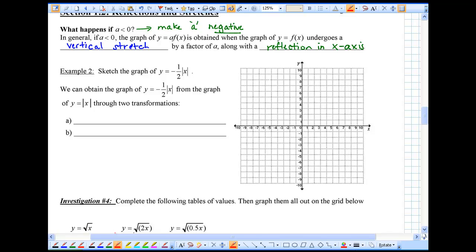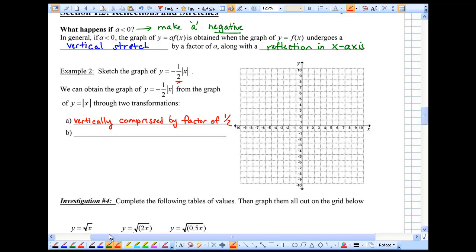Okay, I see that 1/2 factor. So if you're talking about a vertical stretch, you are correct. Which way am I stretching though? Am I expanding or am I compressing? It's less than 1, so vertically compress by a factor of 1/2. So all of the y values get squished by a half.